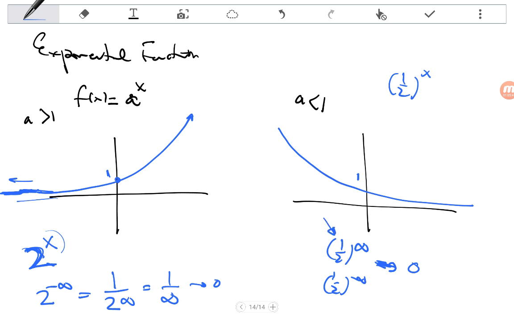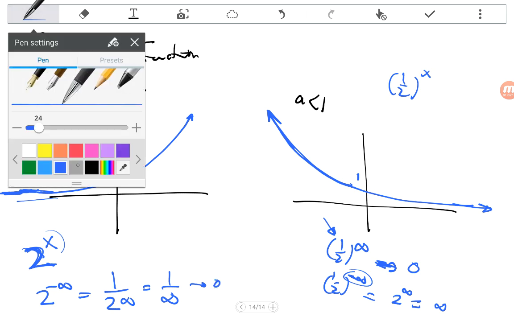Half power negative infinity is exactly the reciprocal. It will be 2 power infinity. What is 2 power infinity? 2 by 2 by 2 by 2? No, this is exactly infinity. So that's why half power negative infinity is going to infinity on that side, and it is going to 0 on this side. Okay? Now this is for the exponential function.